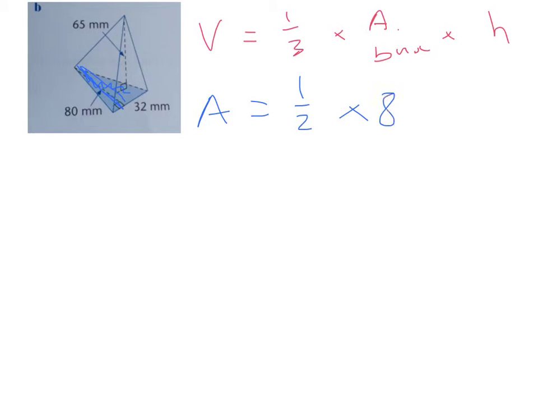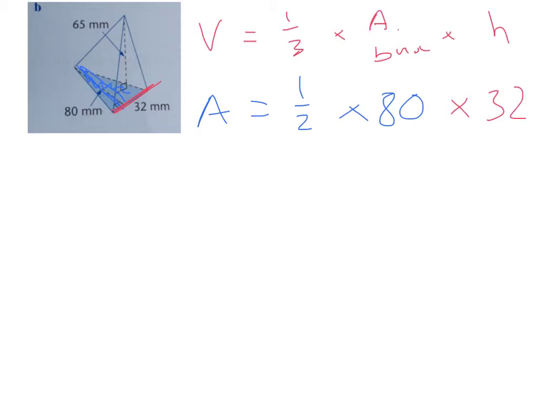To get the volume of this pyramid, remember, we just have to do 1/3 times area of base times the height. In this case, the area of the base is going to be a triangle, so the shaded area down here. And we know the height, so the area of a triangle is half times the height. The height is this line right there, which is 80 millimeters. And then the actual base will be this line right here, which will be 32 millimeters.